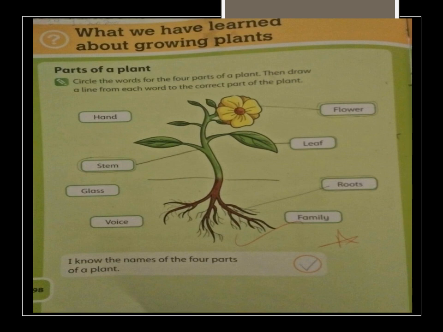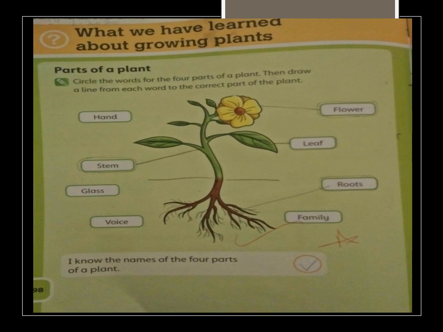Class, can you name any leaf that you can eat? Yes, we have discussed that there are many leaves which are eatable, as lettuce, as spinach. And can you name a root that you can eat? Roots that we can eat are carrot, potatoes, and so many. At the end it's written, I know the names of the 4 parts of the plant. Do you all know the names of 4 parts of a plant? The 4 major parts? Flower, leaves, stem, roots. So tick the circle as you all know that.